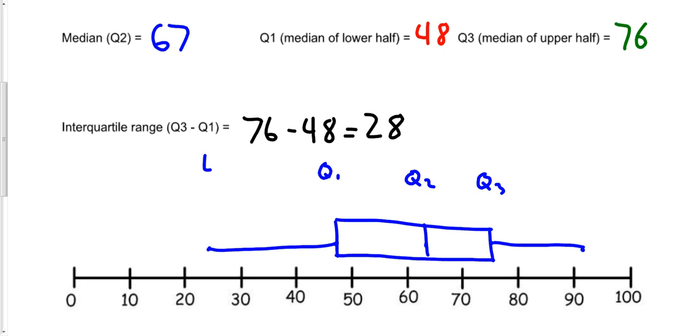So what I have been able to accomplish here is I have divided my data set into 4 parts. I'll have a low, a low middle, a middle high, and a high. Okay, so now I've created my box and whisker plot.